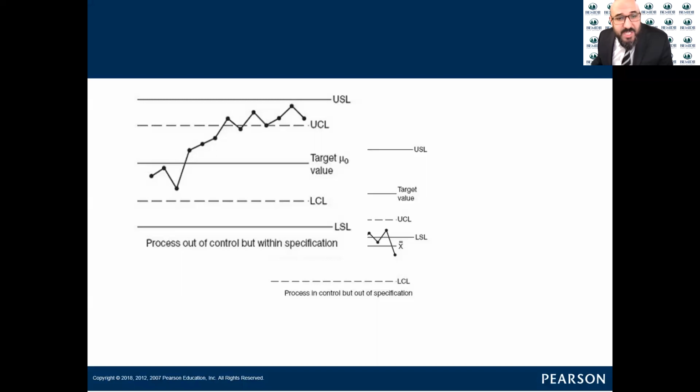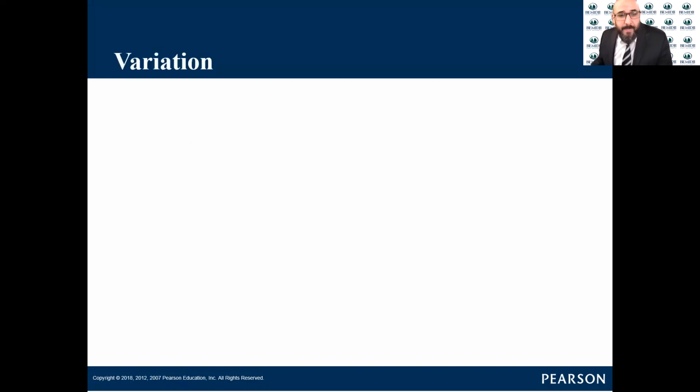However, the specification limits are up here. This is the upper specification limit. This is the lower specification limit. So this process is not capable of meeting the customer needs.